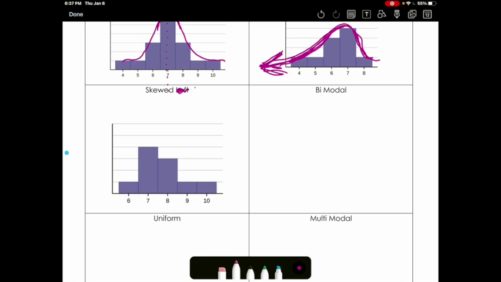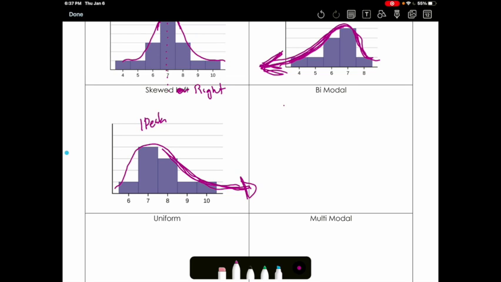Now here we have skewed right. This is actually a typo. You can cross that out. Skewed right. And that's basically the same thing as skewed left, except the tail is pointing in the other direction. So if I imagine that I connect all the tops of my bars, I have one peak or one mound on the left, and then I have a tail that's pointing to the right.